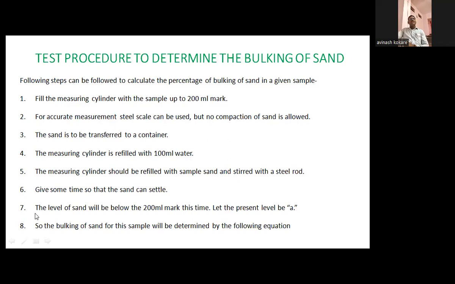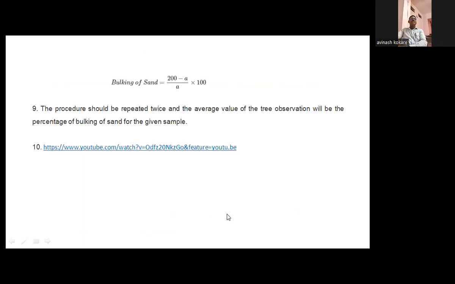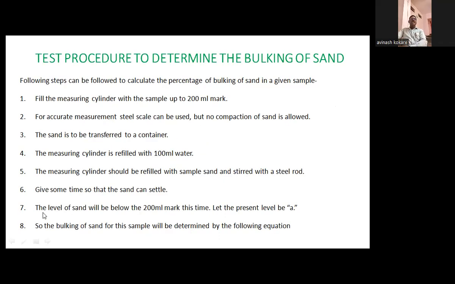After that, in step number 7, the level of sand will be below the 200 ml mark this time. Let the present level be A, so that the bulking of sand sample will be determined by the following equation. You can see the equation: bulking of sand is equal to (200 minus A) divided by A, into 100. So this A is measured, the level of sand will be below.